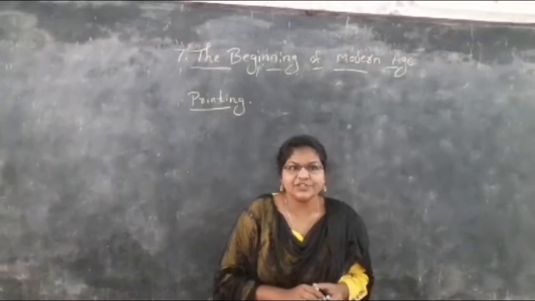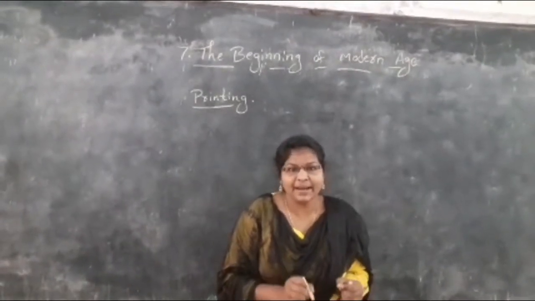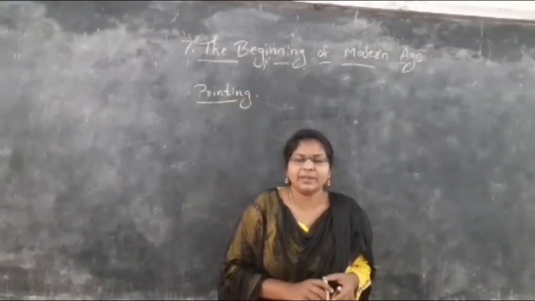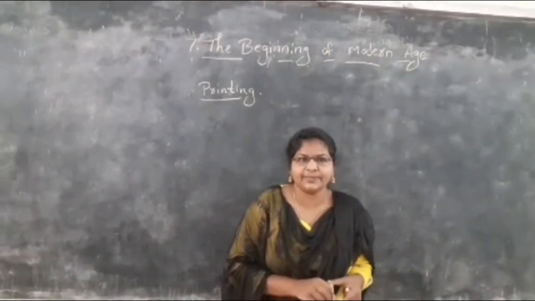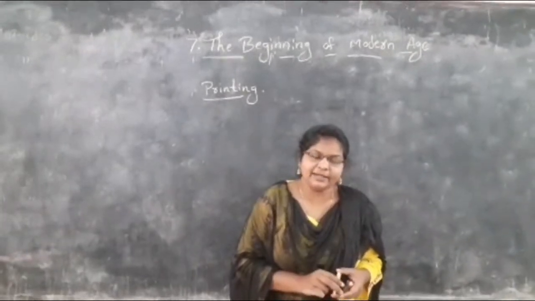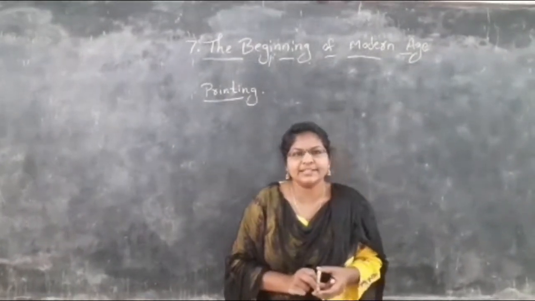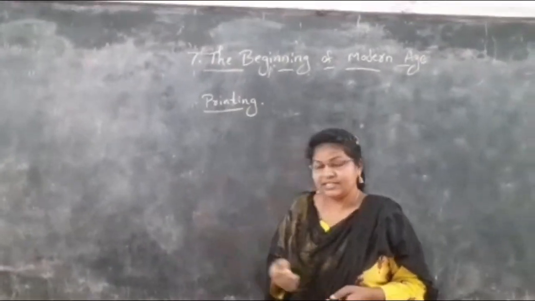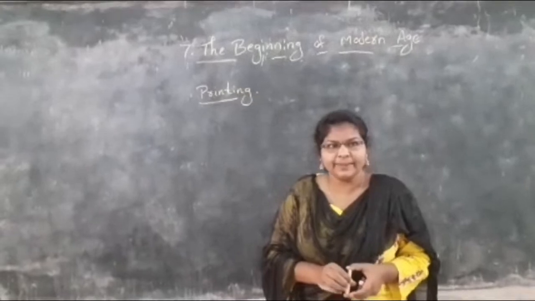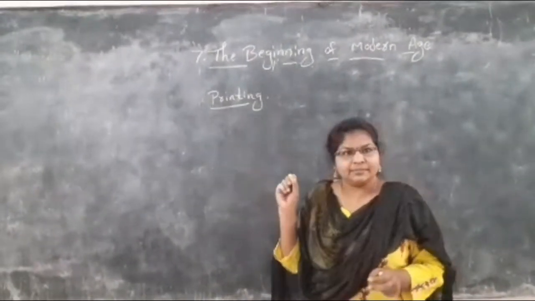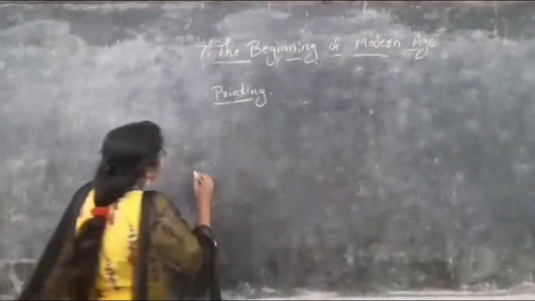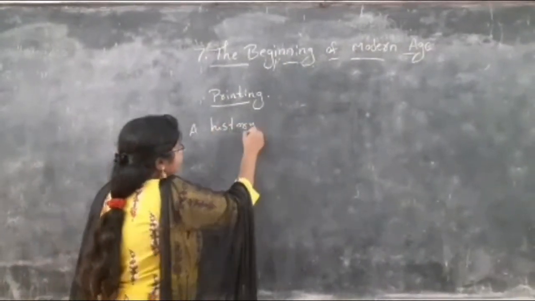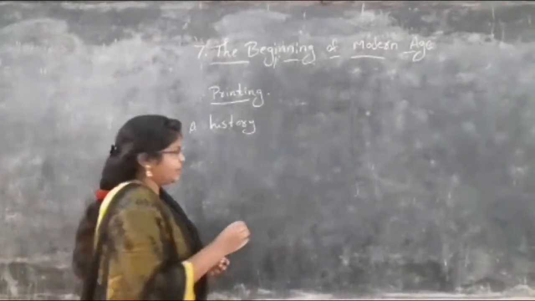Which place was he born? Germany, Mainz. Date of birth of Johannes Gutenberg: 14th century. He died on February 3rd, 1468, in Mainz. And what is the full name of Johannes Gutenberg? Okay, printing. Look at the board. A history of the printing press.